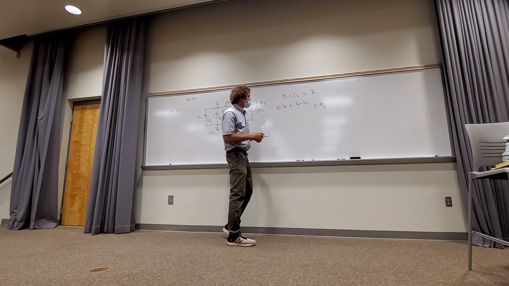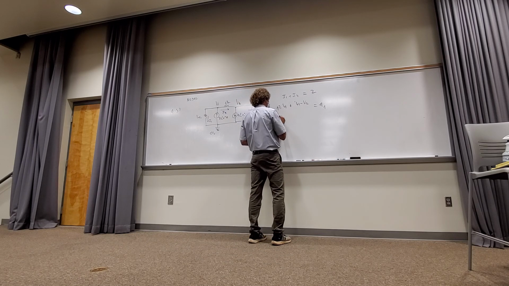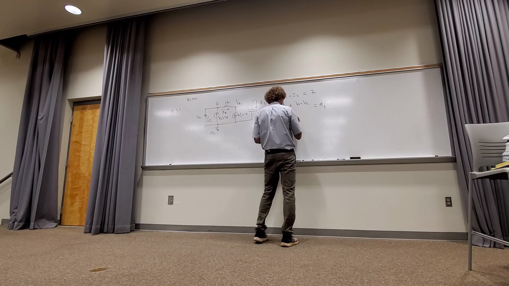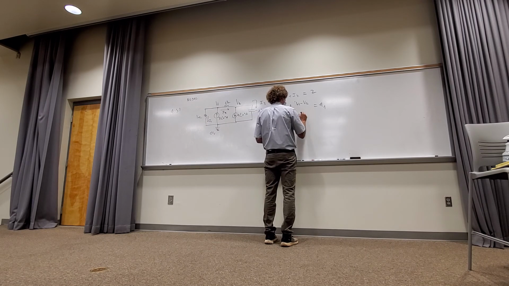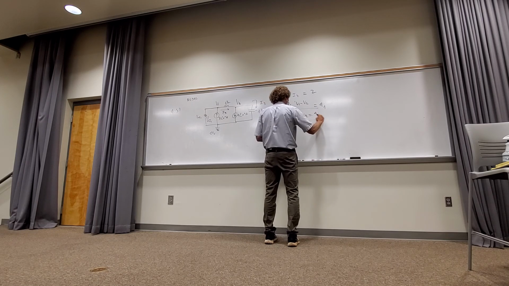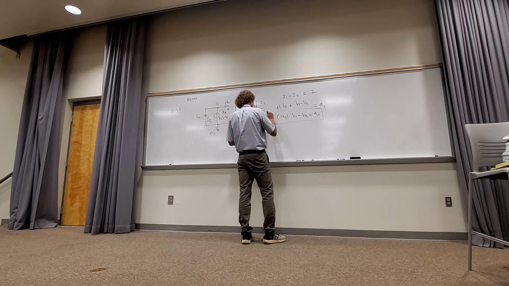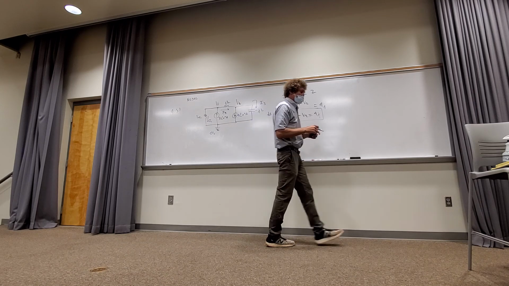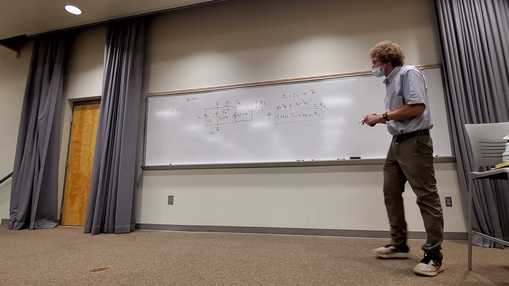Now you collect coefficients. For V1, it's 1 plus J2 V1 minus V2 equals 4J. That's your first equation, box it. Let me just finish this. I know I'm over by a minute or so.